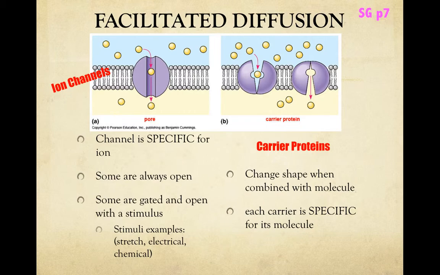So an ion channel will get some ions across, like chlorine, potassium, sodium. They're like a door, and they're specific for each ion. So a sodium ion can't go through a potassium ion channel, or vice versa. They're specific, which is fine. Carrier proteins are specific to the molecules that they allow to enter, and they will allow something like glucose to fit through and make their way through.